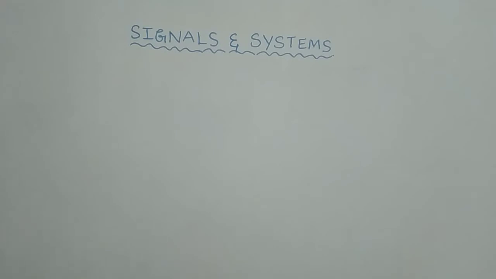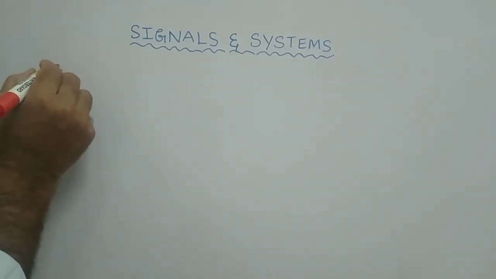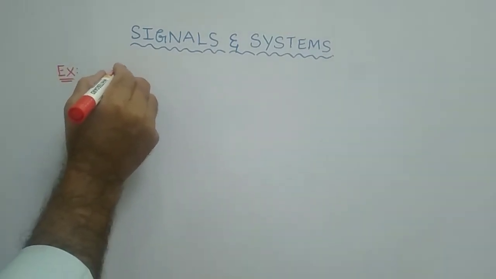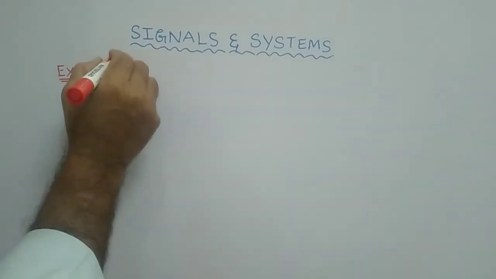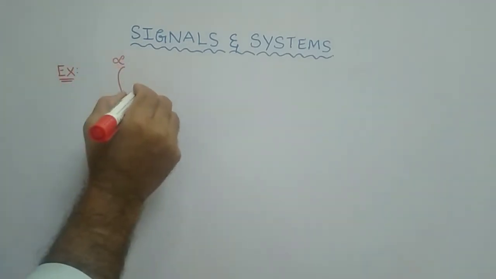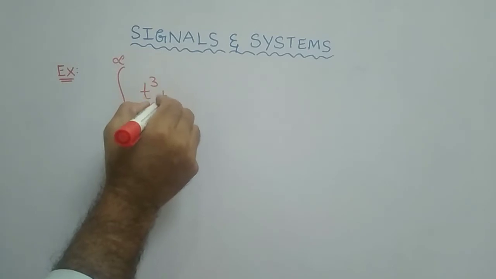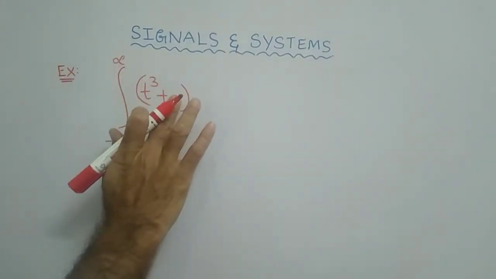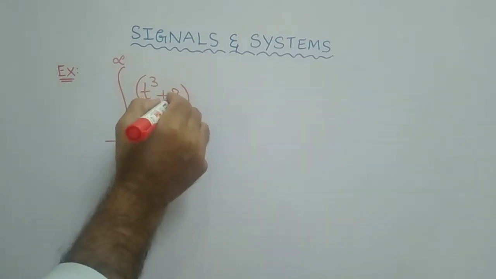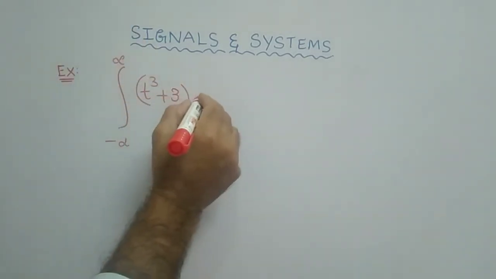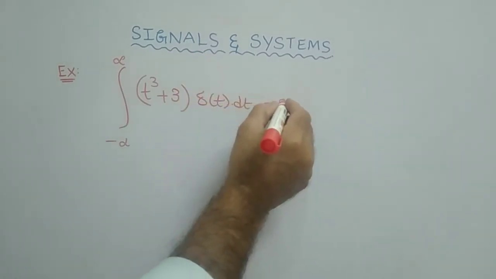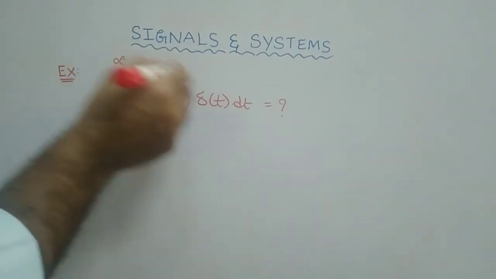And then one more example I want to explain to you. So this is another example. Evaluate this integral from minus infinity to plus infinity of t cube plus 3 into delta of t dt. Sorry, it is not t, it is 3. What is the integration value? Evaluate this integral.